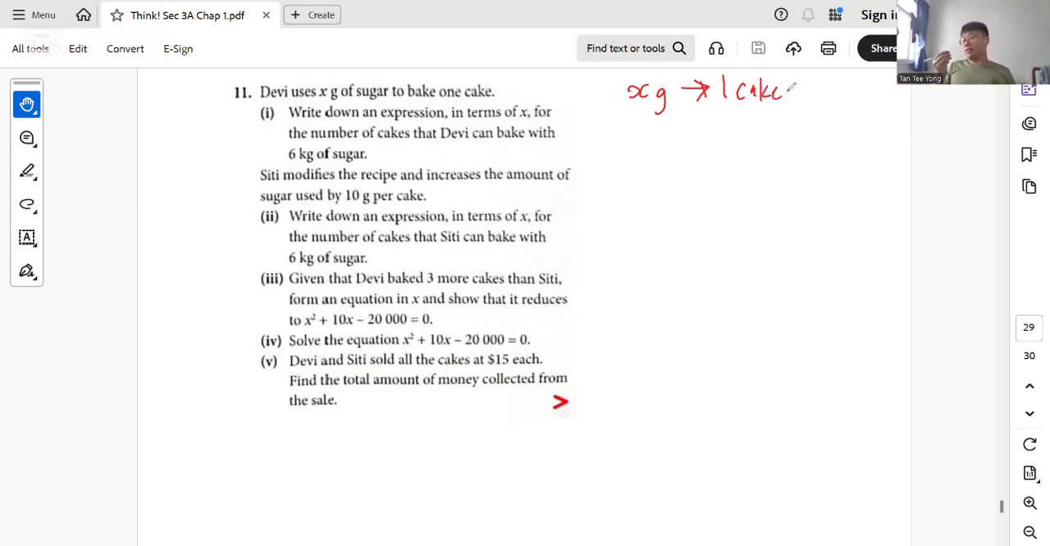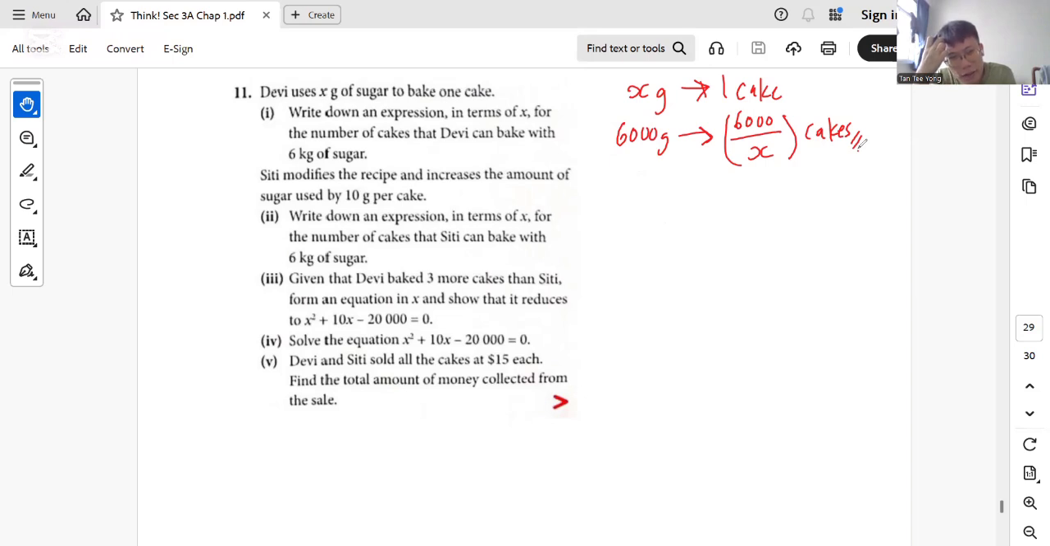So X gram, you can bake one cake. Then what did they say? 6 kg can bake how many cakes? So 6 kg is actually 6,000 grams. So with 6,000 grams, you can bake 6,000 over X times 1, so 6,000 over X cakes. This is the answer for part 1.